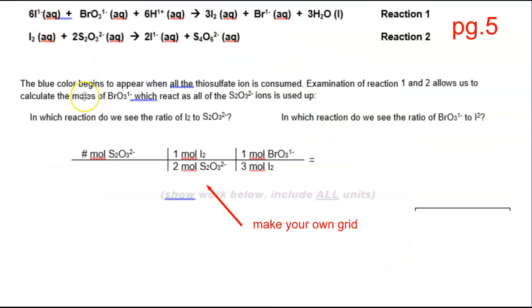Okay, the color blue begins to appear when all of the thiosulfate ion is consumed. So as soon as all the thiosulfate ion is consumed, we start to see the blue or purple color. So we are going to then figure out, answering this first question, in which reaction do we see the ratio of I2 to thiosulfate? Okay.